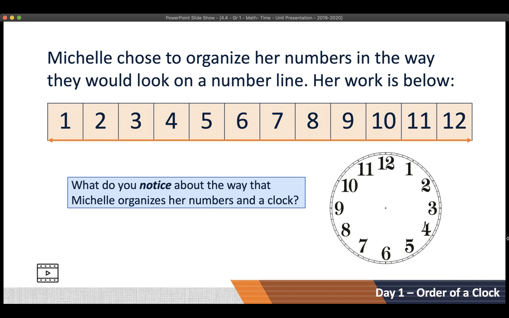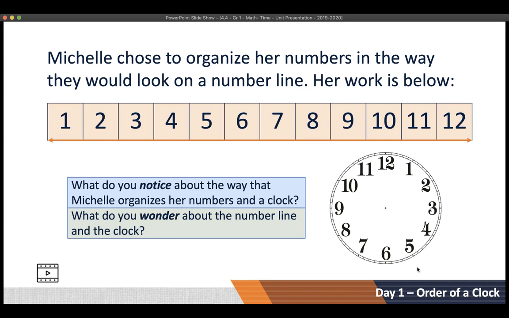So if you said they were in the same order, you're correct. There is one difference, though, is that these numbers on the clock, on the analog clock, are not in a straight line. What shape are they in? If you said circle, then you are correct. So on the analog clock, the numbers are placed in a circle, with 12 being at the top. Then it goes all the way around, and it starts over again whenever the clock hands move.